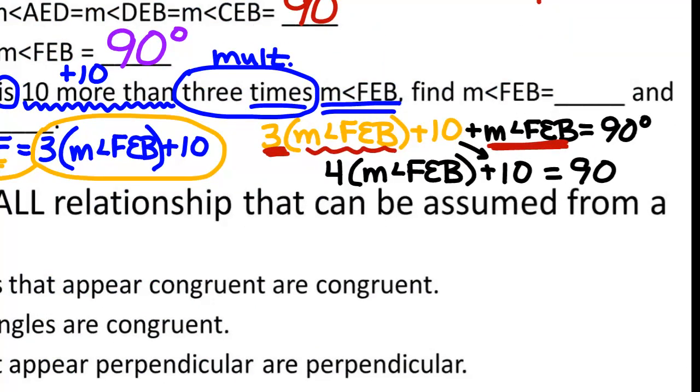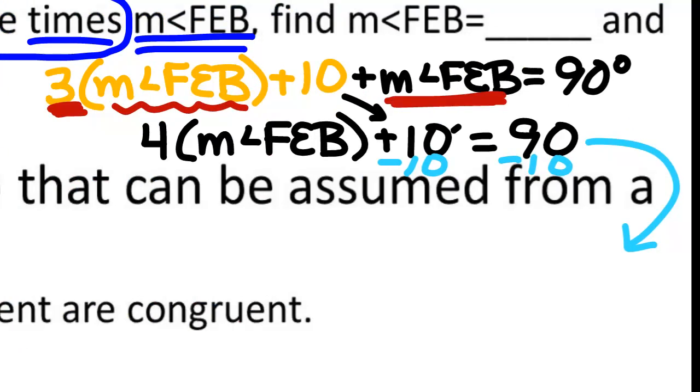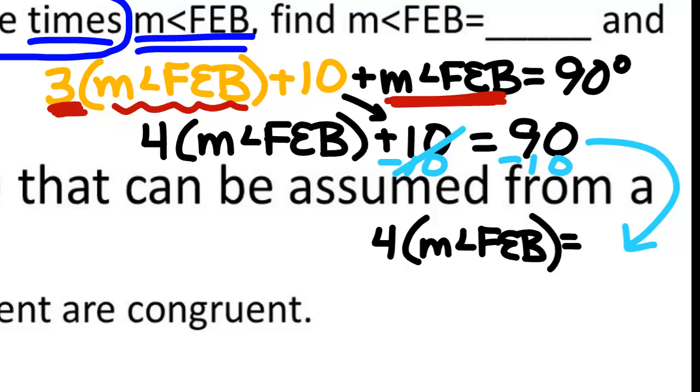What's my next step going to be as I solve this? Subtract 10 from both sides. So I'm going to minus 10 from both sides. And I'm going to have to bring my work down here because I ran out of room. So that's going to cancel. I have 4 times the measure of angle FEB equals, what's 90 minus 10? 80.